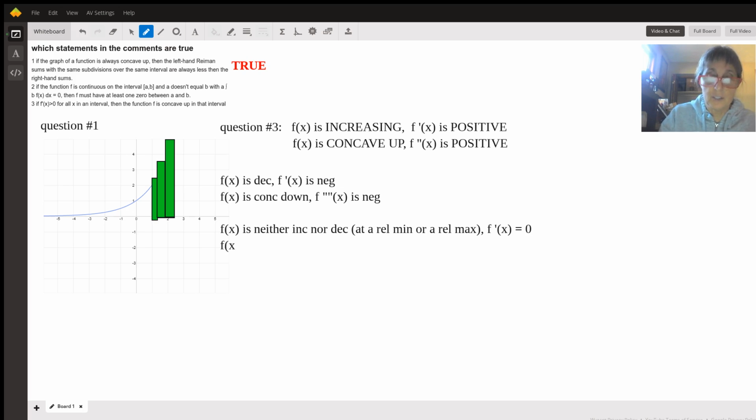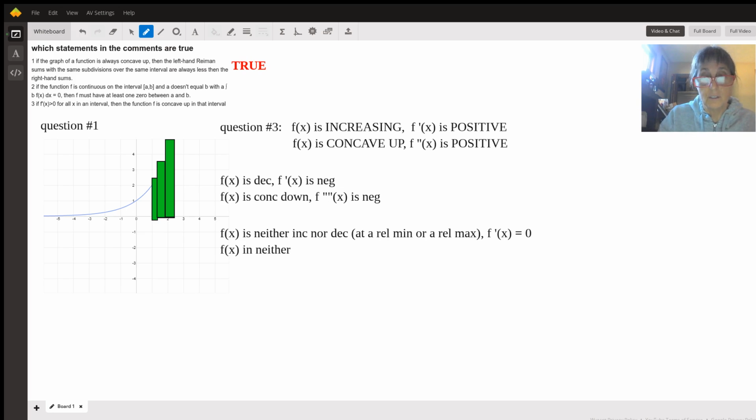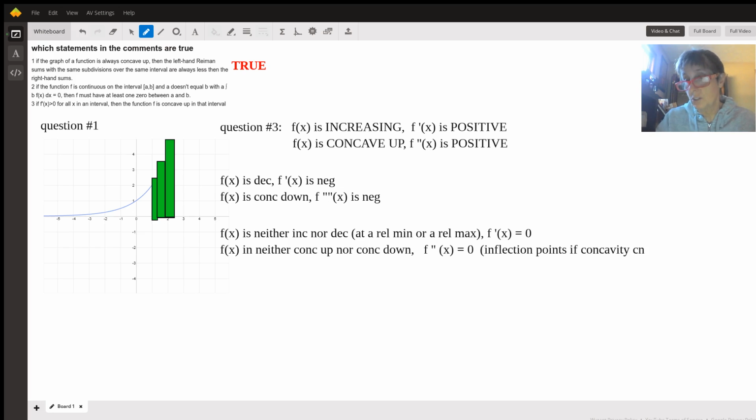And if f of x is neither concave up nor concave down, then the second derivative is 0. We call these inflection points if the concavity changes.